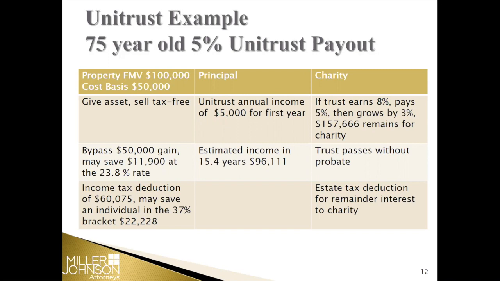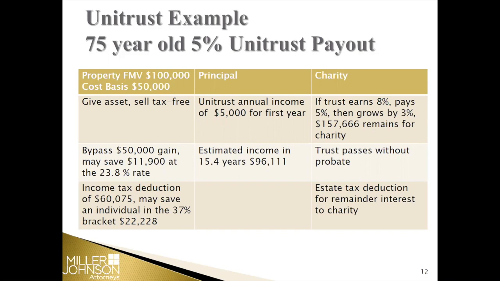It generates annual income of $5,000 for the first year. And you bypass $50,000 in gain. So that could save you over $11,000 in tax if you're at the 23.8% capital gains tax rate. That deduction you receive is over $60,000. So if you itemize and you're in that top bracket, that'll save you over $22,000 in tax.